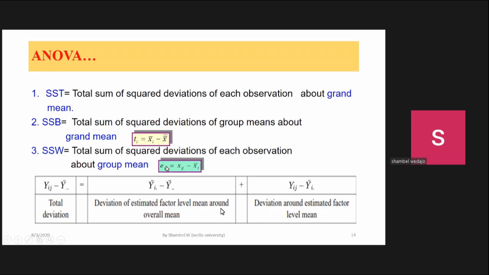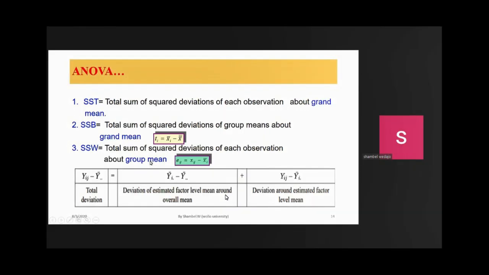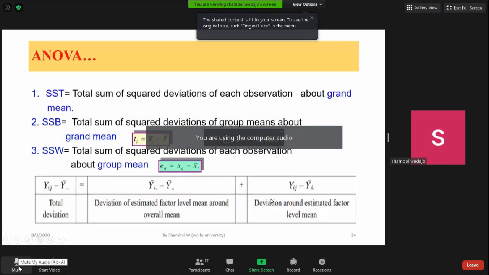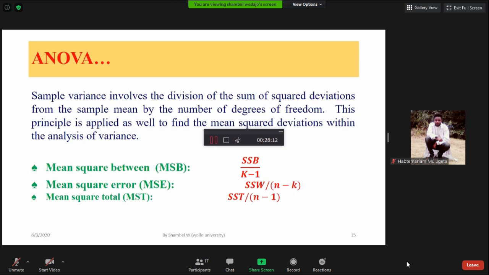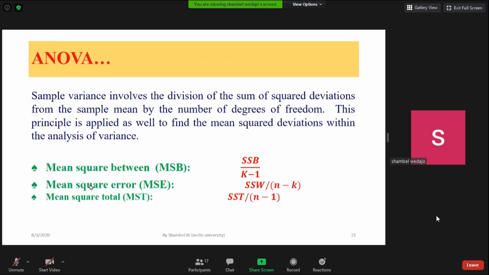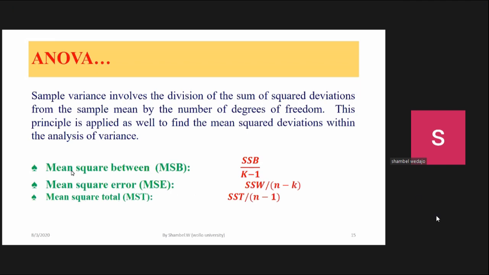varies from their own mean, their own group mean. This sum square within is E, the error or residual. So total variation is how each individual subject varies from the grand mean. So we can have mean square between, mean square error, and mean square total: between variation, within variation, and total variation.